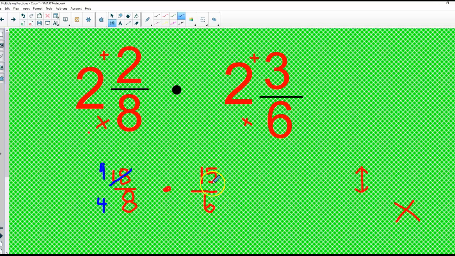Okay, let's go over to this side. We're reducing up and down. 15 and 6. Well, I think 3 goes into both of those. So let's divide by 3. If I divide by 3, I get a 5. And if I divide by 3, I get a 2.